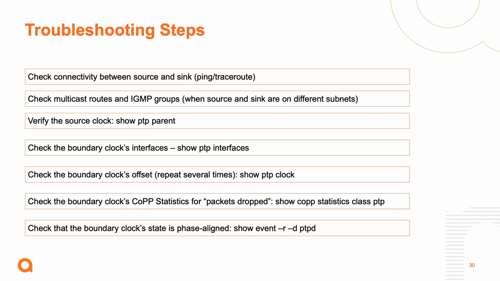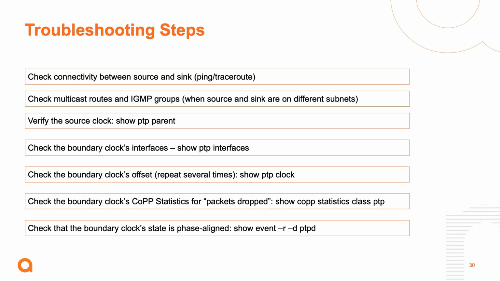Let's take a look at some troubleshooting tips. First of all, if you are having problems with PTP, as with anything in the network, start by checking connectivity by using pings and traceroutes, in this case between sinks and sources. But also, if you have transparent clocks in between, check that you have full IP connectivity or Ethernet connectivity if that's what you're using as your transport mode.